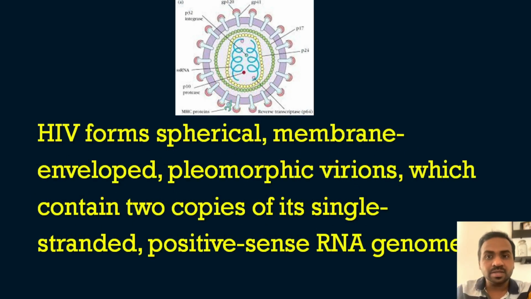The third option was HIV. This is the structure of HIV. HIV forms spherical, membrane enveloped, pleomorphic virions which contain two copies of its single-stranded positive sense RNA genome. If you get a question regarding the structure of HIV, after seeing this picture you can see that it is spherical, and you can see the two copies of its single-stranded positive sense RNA. So you can identify this as an HIV virus. I think this was very informative.